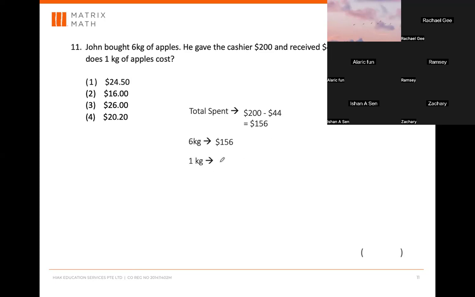Okay. So to find 1 kg, which is 1 unit, you see 6 becomes 1, you divide by 6. So 156 divided by 6 to find 1 kg. So it will give you $26, which is option 3 here.